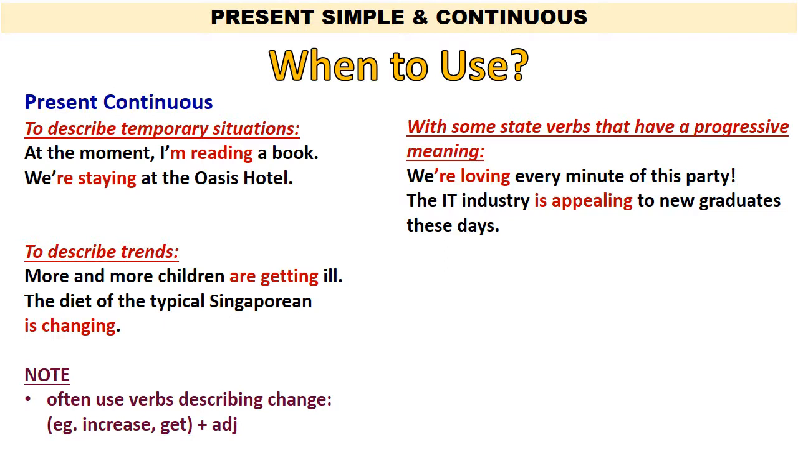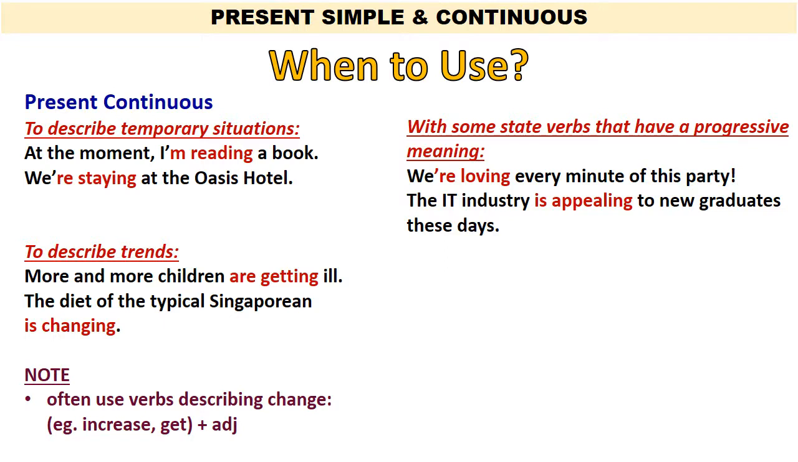We also use the present continuous to describe trends. For example, more and more children are getting ill. The diet of the typical Singaporean is changing. So, trends which are happening. Take note, we often use verbs describing change such as increase or get plus an adjective. As you can see in the example, more and more children are getting ill.